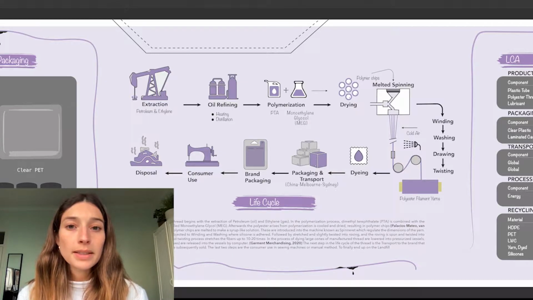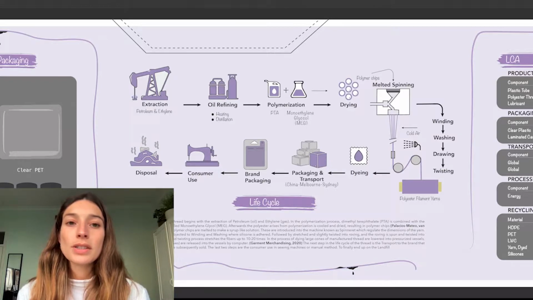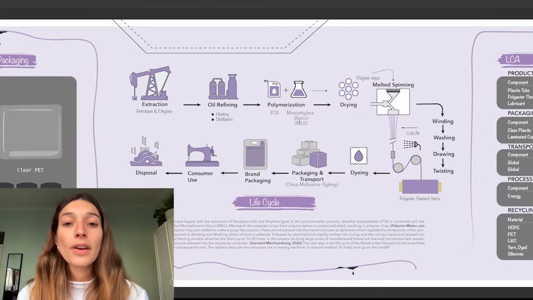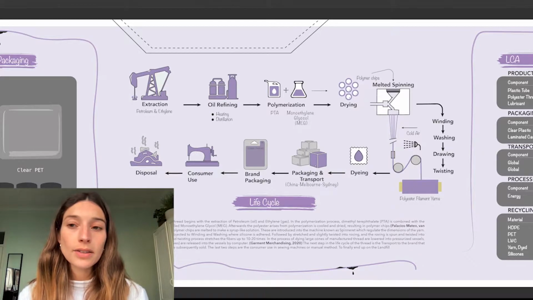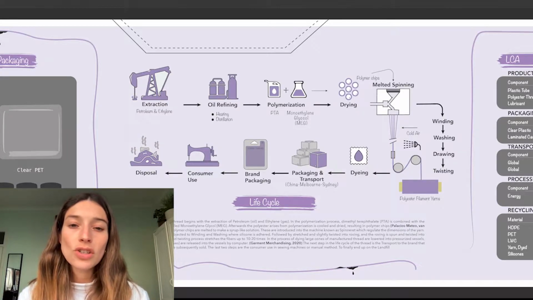Polymer chips are melted to make a syrup-like solution. These are introduced into the spinneret, which has tiny holes which regulate the dimension of the yarn. The yarn is then subject to winding and washing where silicone is adhered. Following the application of silicone, the yarn is stretched and slightly twisted into rubbing, and the rubbing is spun and twisted into single thread.